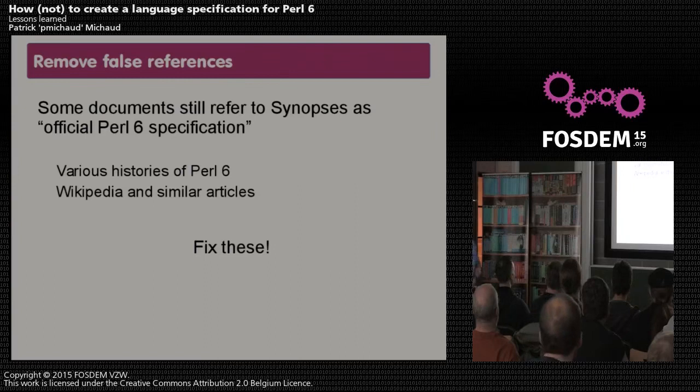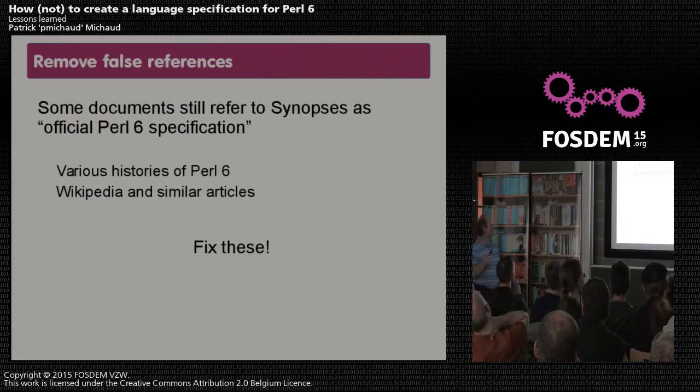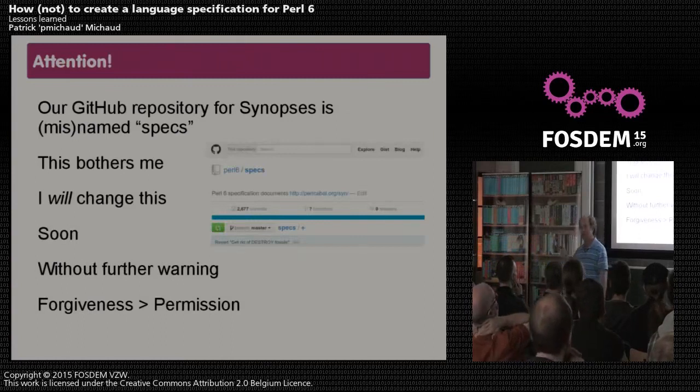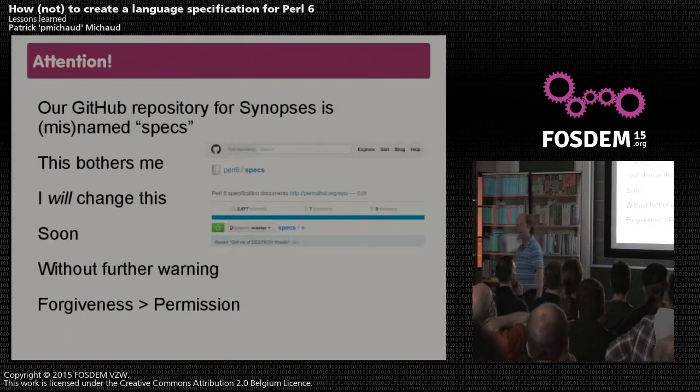In fact, last year at the Austrian Perl Workshop, I finally got fed up with the Perl 6 homepage for the synopses on perl6.org starting out by saying the synopses are the official specification for Perl 6. And so I just finally committed a patch and said, I'm done with that. We need to stop doing that. I have another nit to pick with that. Our GitHub repository that holds the synopses is currently called Specs.